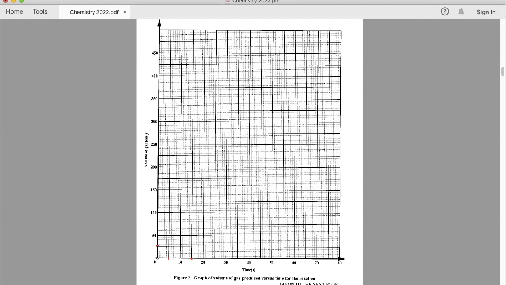So the first point is plotted for us. So we're going to go right ahead into the second one. At 10 seconds, we have 100 cm cubed of gas being produced. So we'll find 10 on our x-axis, and we're going to go up. This is where 100 is.